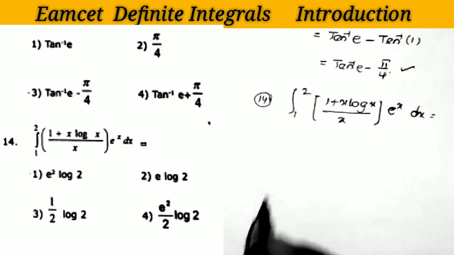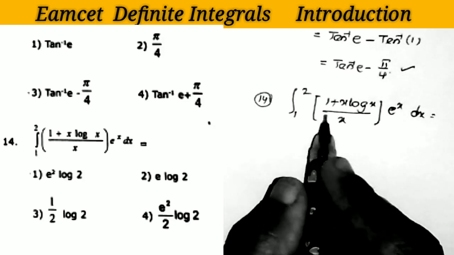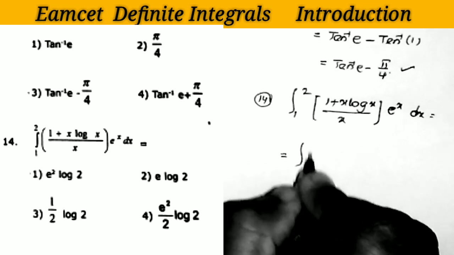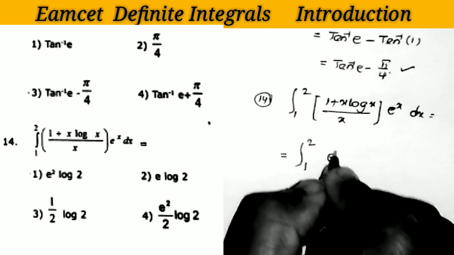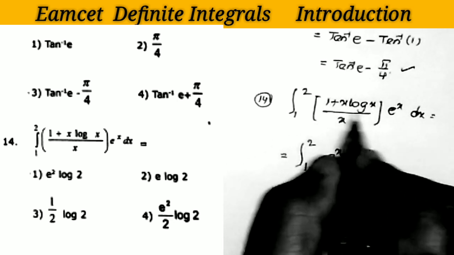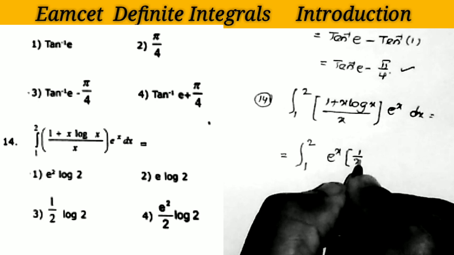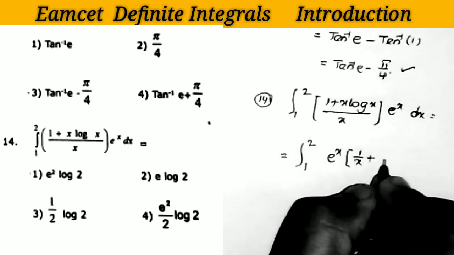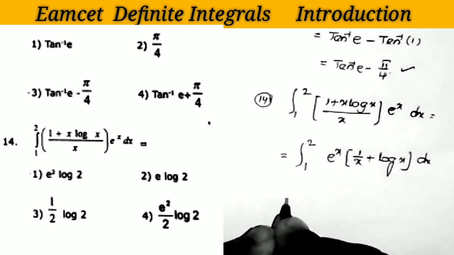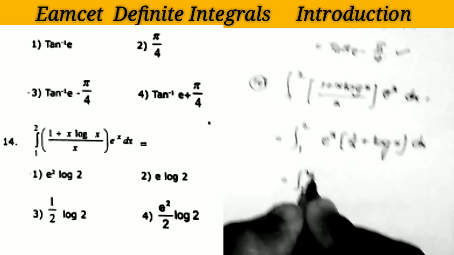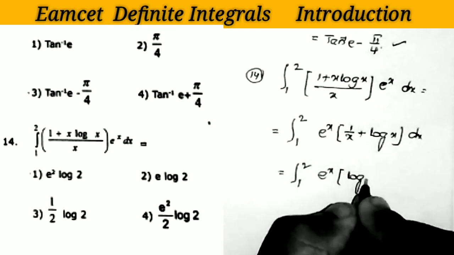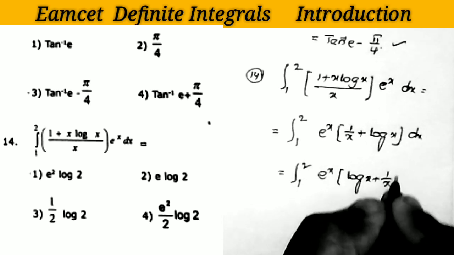That's all. Next problem, integral 1 to 2, x plus x log x by x into e power x into dx. Now this is equal to integral 1 to 2. First I write the e power x function, e power x into, now separating the denominator, first value 1 by x plus second value x log x by x, which is log x, into dx, and this is equal to integral 1 to 2 e power x into log x plus 1 by x. First I write this function, log x plus 1 by x into dx.